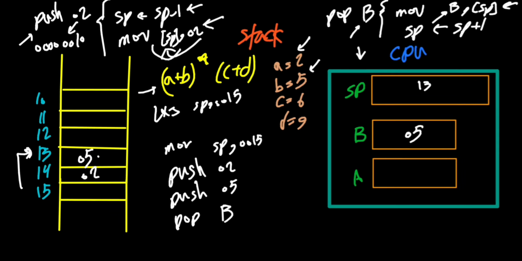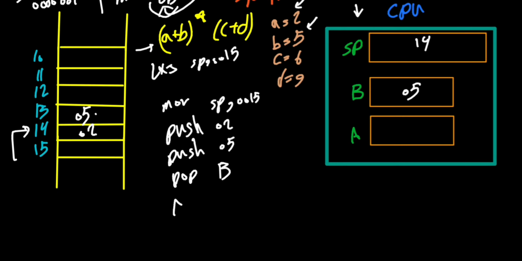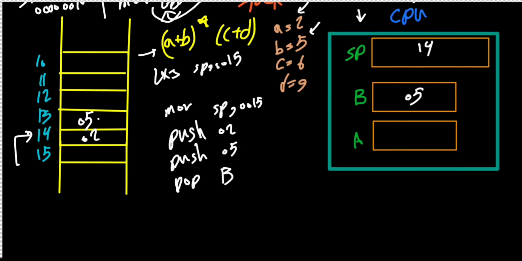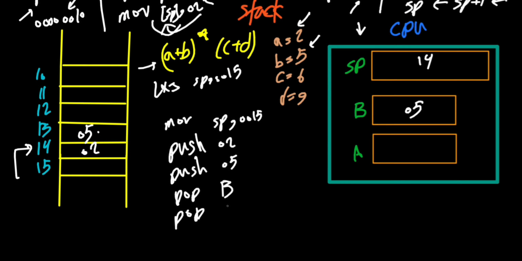Then the other operation is that increment the SP register. So 13 should be equal to 14. We say now SP, the top of the stack, is actually 14. After that, we just say add B, which would cause the addition of A. No, actually, we should also load the value of the A register as well. So we say pop A.